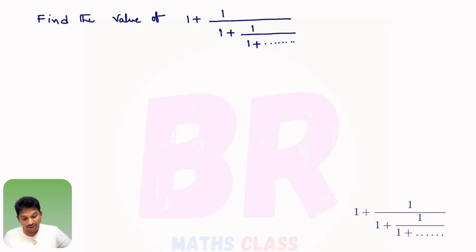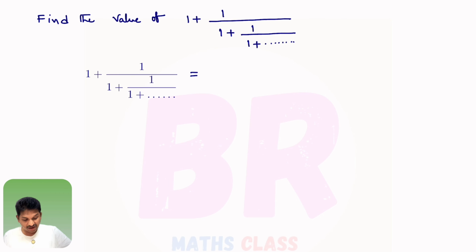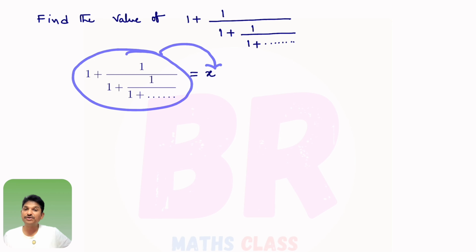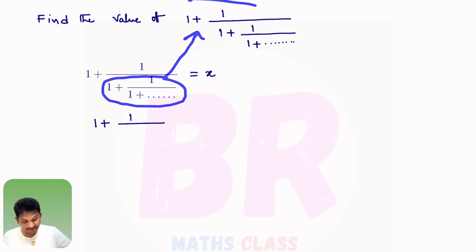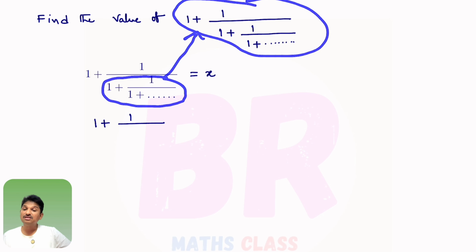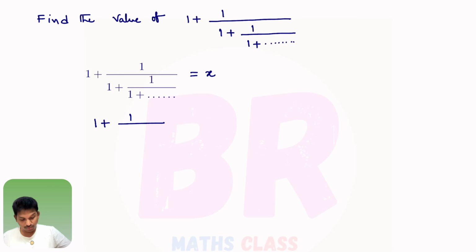So to calculate this, I'll take this whole value as x. I suppose this whole value as x. That means now I need to find the value of x. If you observe, this can be written as 1 plus 1 divided by, what is this? This is nothing but the repeated part, which I have taken as x. So I'll write x equal to 1 plus 1 by x.